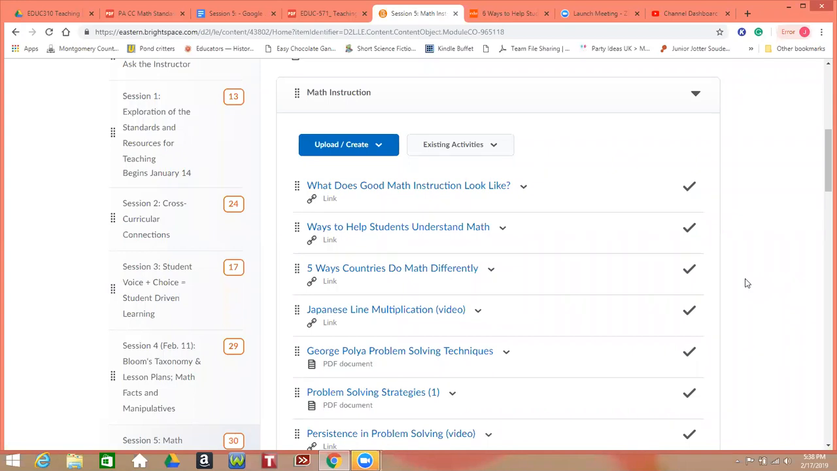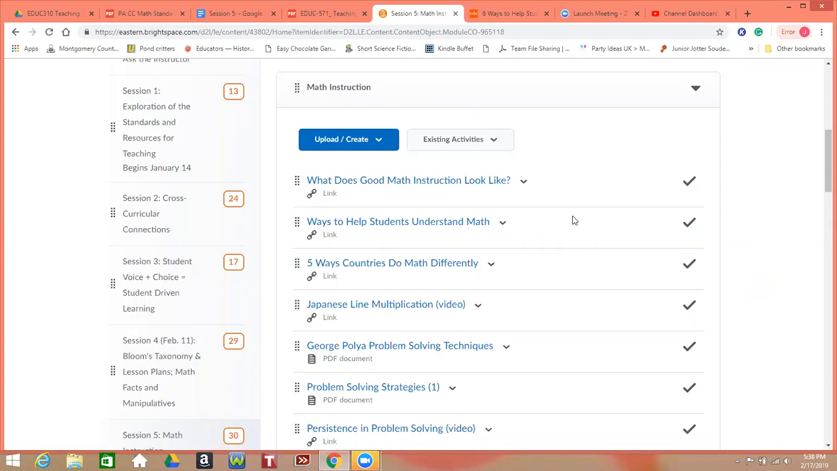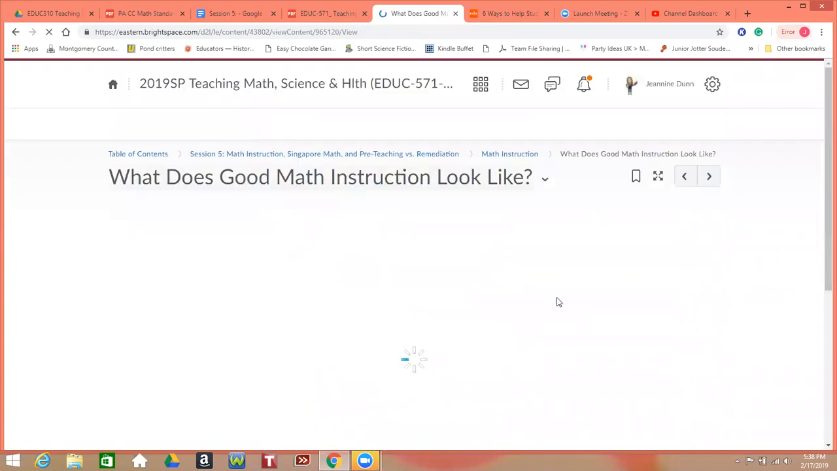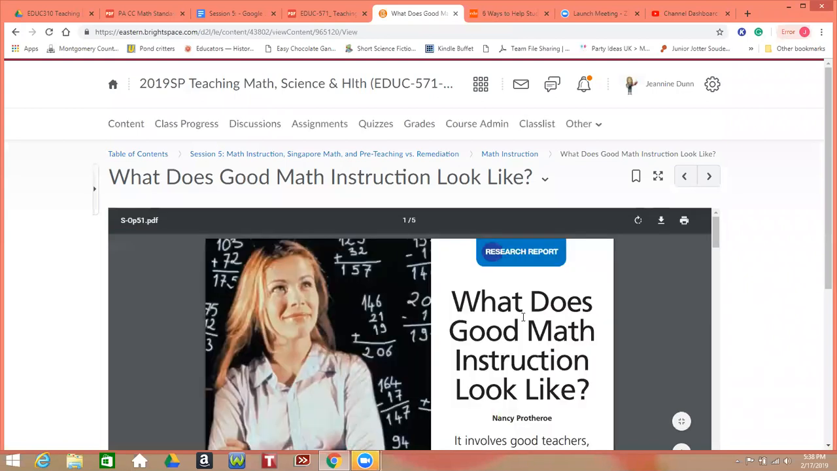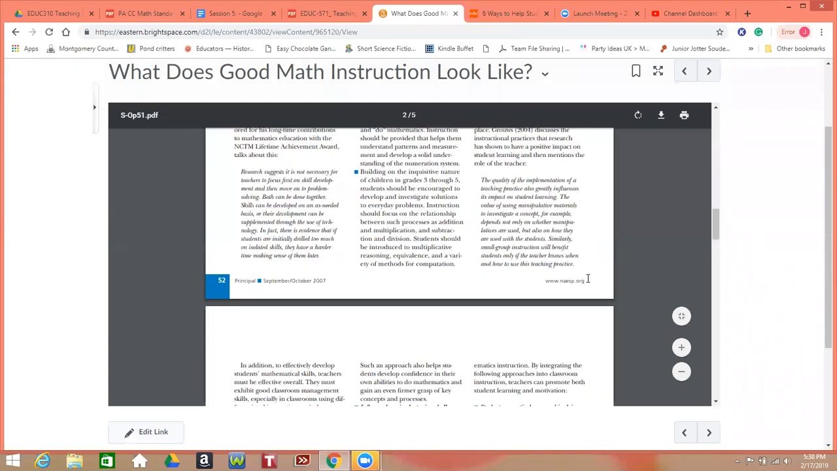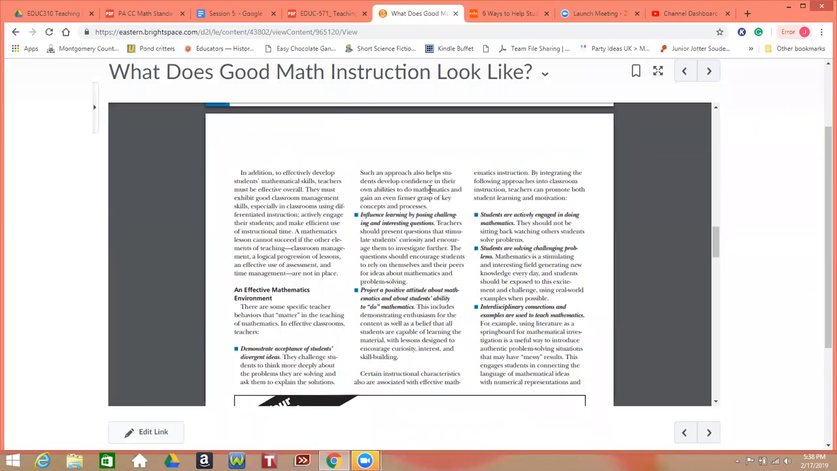Okay, we're going to look at the module within this session that's titled Math Instruction. So I've posted here, first, an article about what good math instruction looks like. I'm not going to read the entire article to you, but I want to point out my favorite part of it. If we scroll down to the last page, this section with these bullet points highlights an effective mathematics environment. So these are all important.